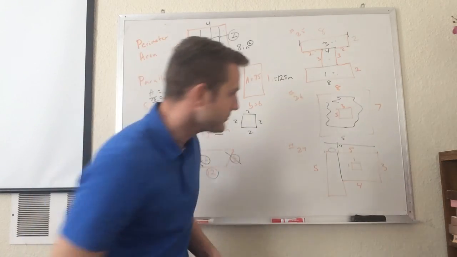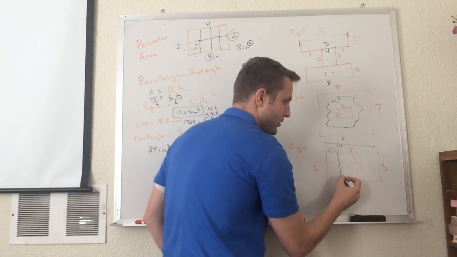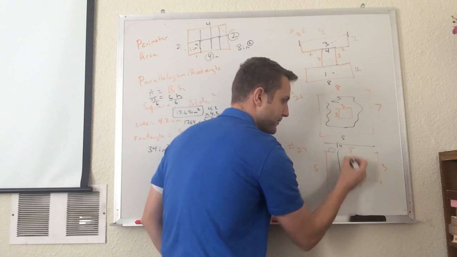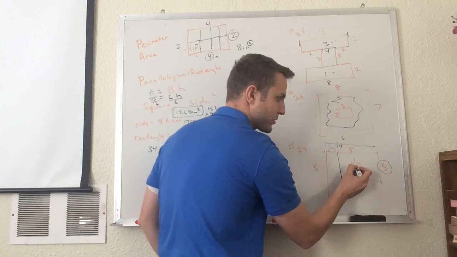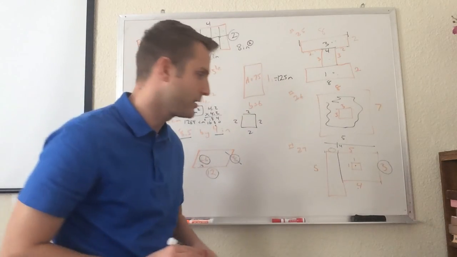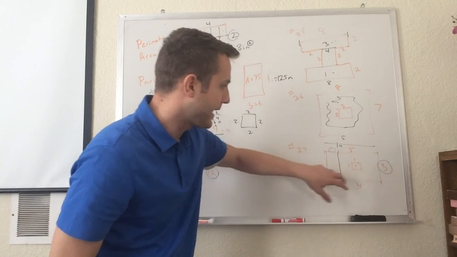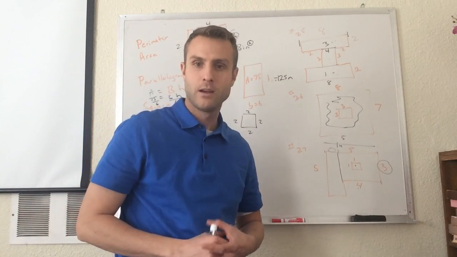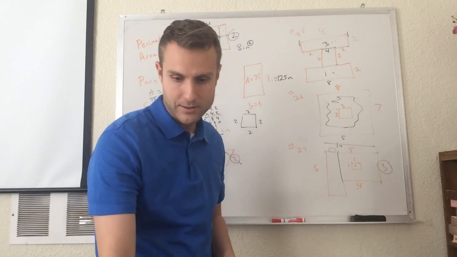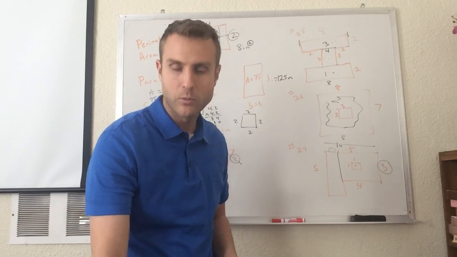Then, to get this, notice that from here to here is not 5, it's 4. Times this will give me the whole thing, but then I have to subtract the area of that little missing portion. So once I get this area, I add it to this area, and that gives me the area of the whole figure. Don't forget to do the problems on the next page, 28 through 31.